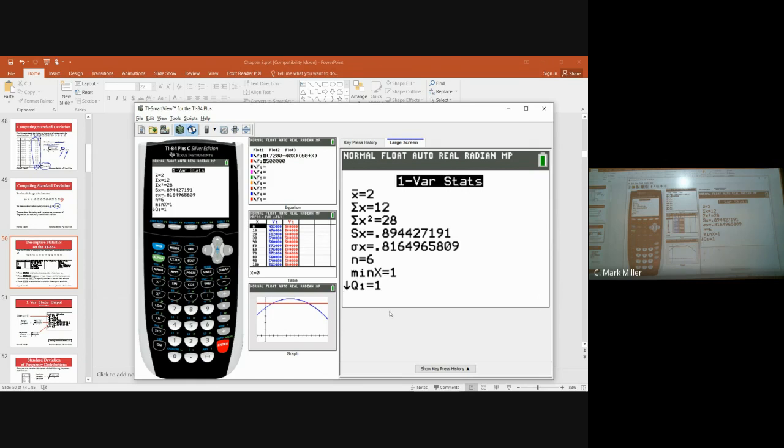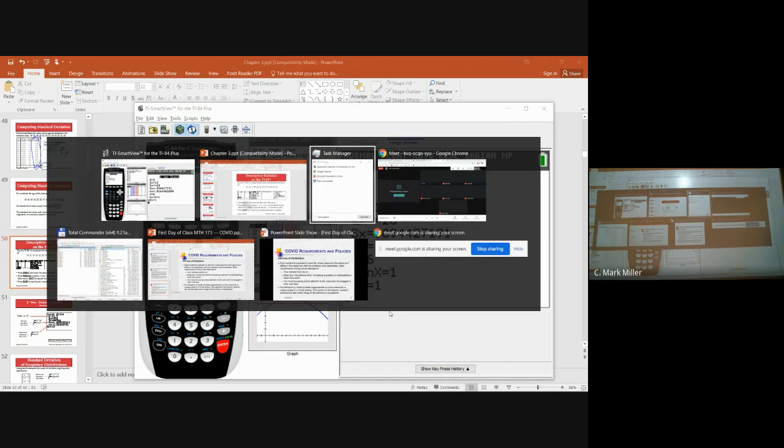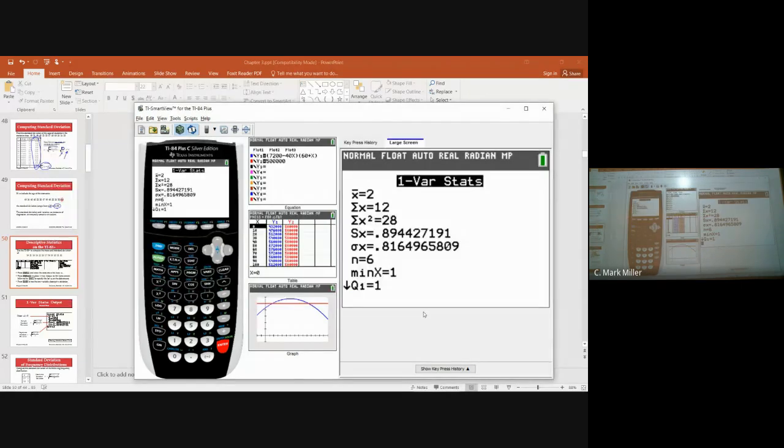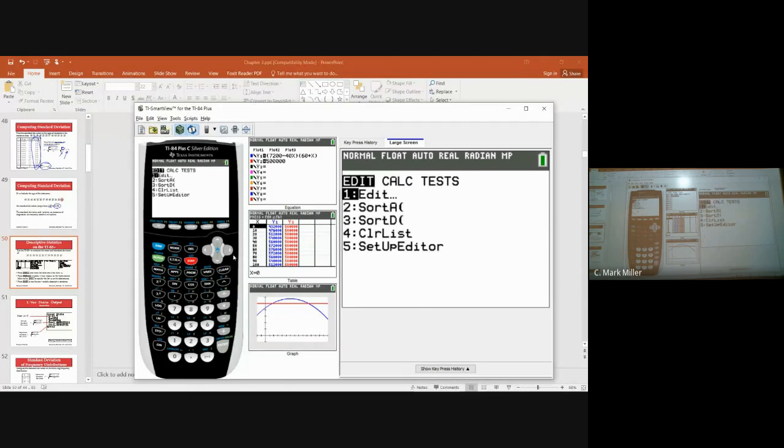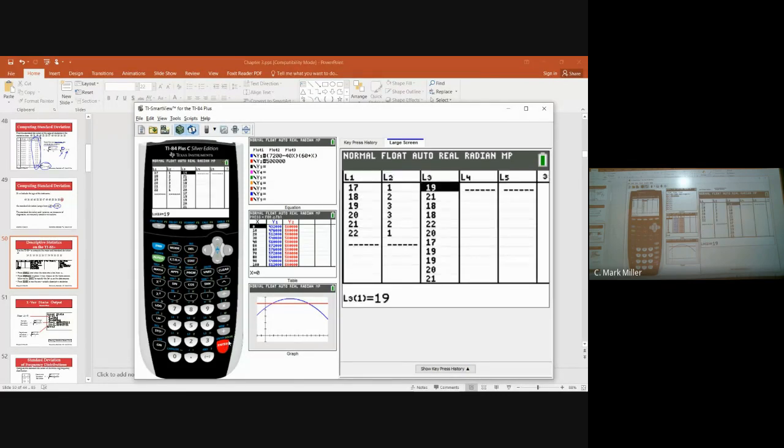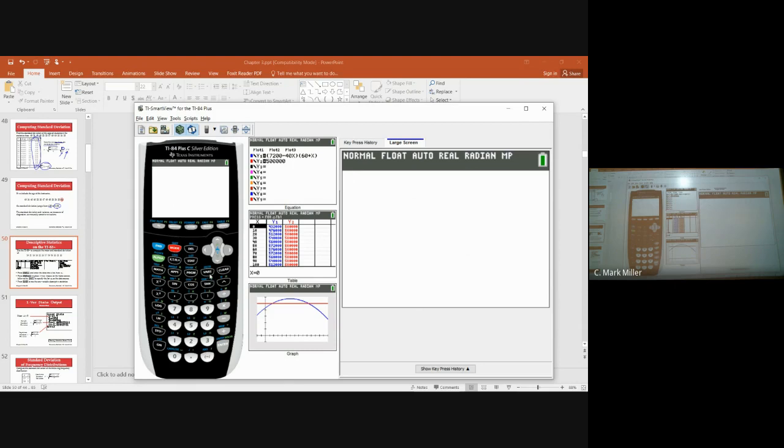That is, of course, incorrect. That is way incorrect. Let's go back to my list, stat, edit. Here's L3 right here. L3, second quit. Stat. No. Where are the stats? Oh, I did L2. I need L3. That's the problem. Enter.